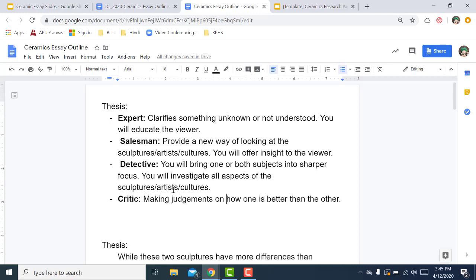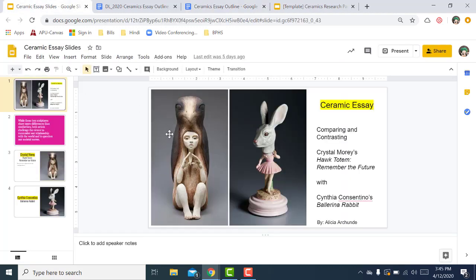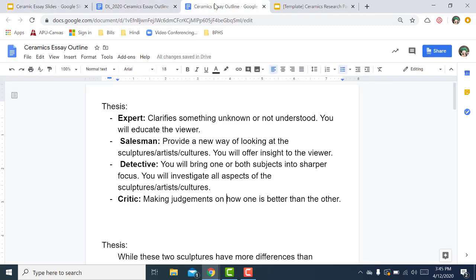So I'm going to go back to my idea. So I have these two. I've already started researching them, and I'm actually going to be a salesman. That's the pitch that I want to do. I'm going to try to convince you of something that I've realized while researching, and I'm going to show you when I compare and when I contrast these two sculptures, why you should think this way too.